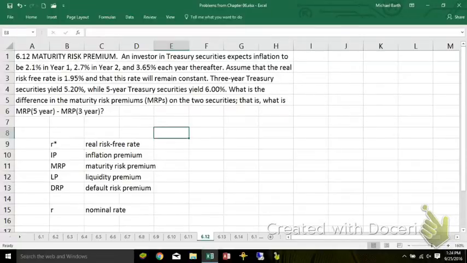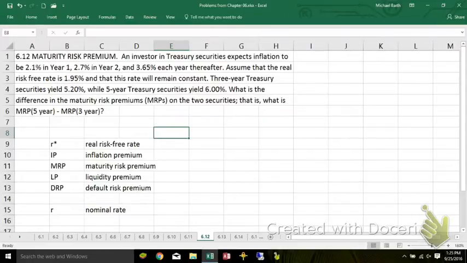This is problem 6.12 from Brigham and Houston's Fundamentals of Financial Management, Concise 9th edition. Here we're being asked to decompose a couple of different interest rates and figure out what the difference in the maturity risk premium is. So we've got an investor in Treasury securities who expects inflation to be 2.1% in year 1, 2.7% in year 2, 3.65% forevermore.